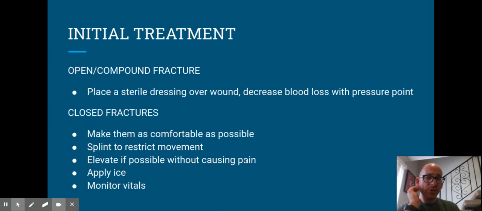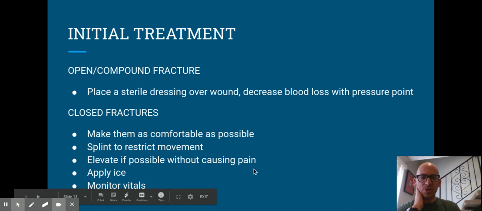Now, when we treat a fracture, this isn't something we're going to fix, right? So this is EMS, often surgically repaired. So it's just about making them comfortable and keeping them safe. We have kind of 2 situations here. One is if it's an open compound fracture where they are bleeding, we want to try and stem that bleeding.